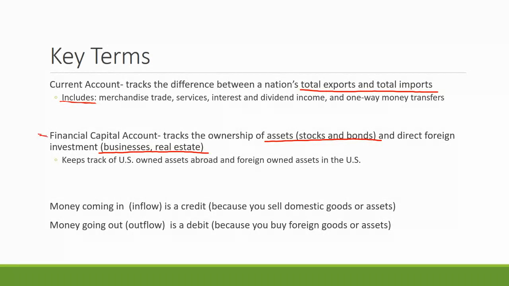Our financial capital account, notice what's in there. We're talking about assets, okay? So things that can be turned into cash. The easiest way to remember that is stocks and bonds.